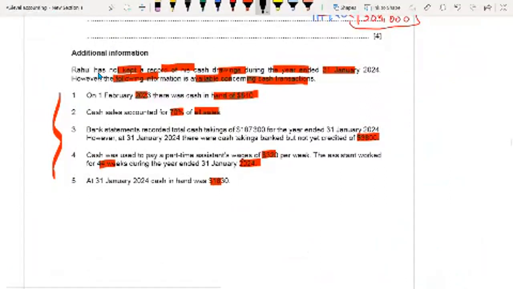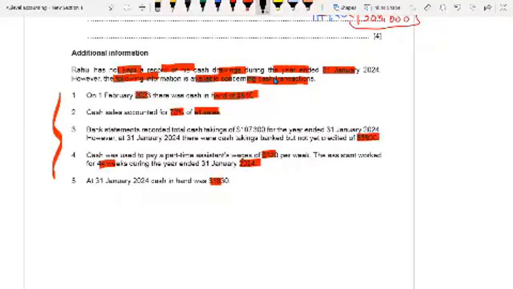Okay. So the other question is that Rahul has not kept a record of his cash drawings during the year ended 31st January 2024. However, the following information is available concerning the cash transactions. So these are the 5 transactions. On 1st Feb 2023, there was cash in hand, which is 840.